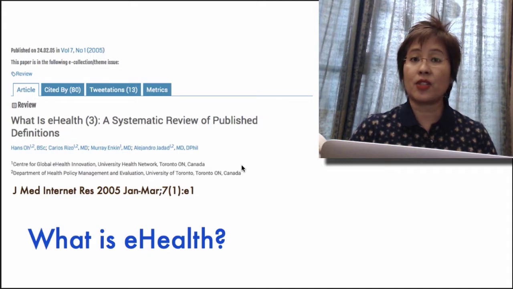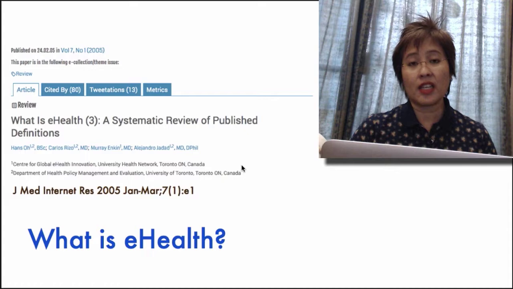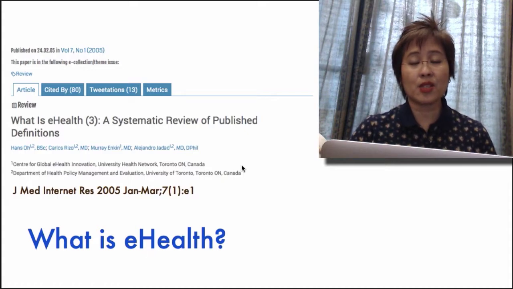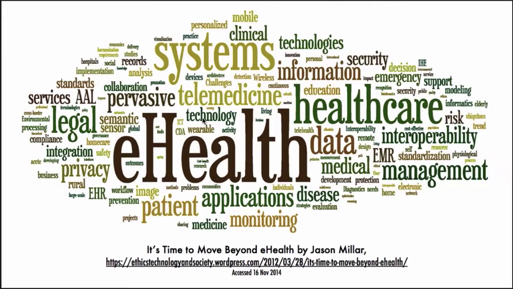Second on our list of resources is a systematic review of published definitions of e-health in the JMIR of 2005. So this is freely available. It is not on the list, but you may wish to check out a more recent blog post on moving beyond the term e-health, and I have the URL there for you.